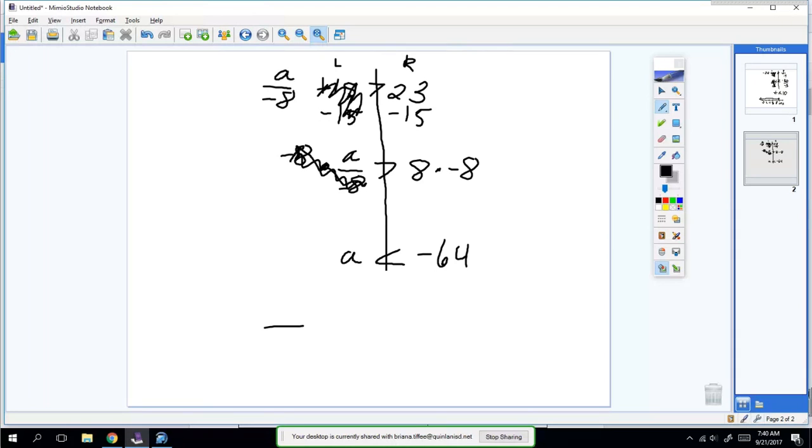All right, so let's see if I graph this real quick. Okay, so I got negative 40, negative 50, negative 60, and negative 70. So negative 64 will be in between here, and it will have an open circle. Well, it says a has to be less than negative 64. Well, anything less than negative 64 is negative 65, negative 66, negative 67, and so on. So it has to be going to the left.